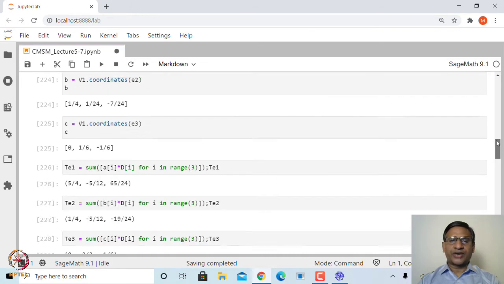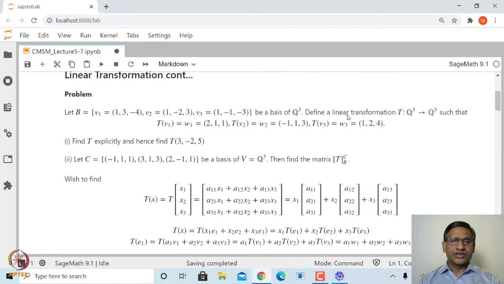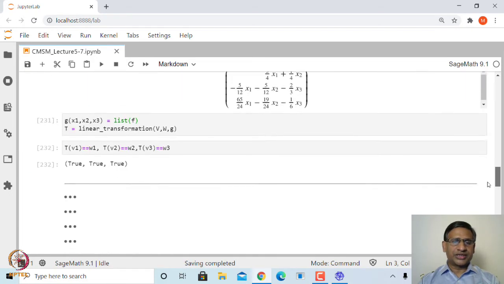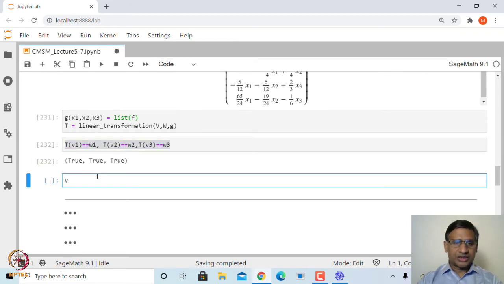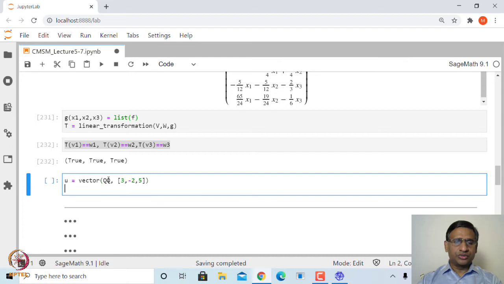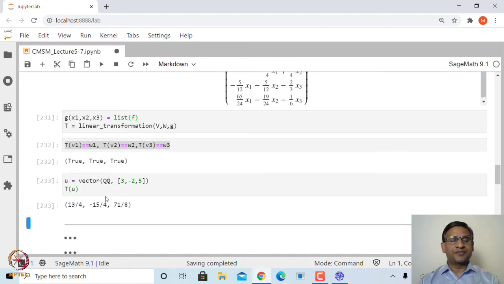Then we also wanted to find the image of T of 3 comma minus 2 comma 5. So let us find that quickly. This is quite easy. I am sure all of you by now know how to do that. So we will declare a vector, let me say U is equal to vector over QQ, and in the square bracket write its coordinates 3, minus 2, 5. So that's the U, and then let us say T of U, T in the bracket U. That's the image.